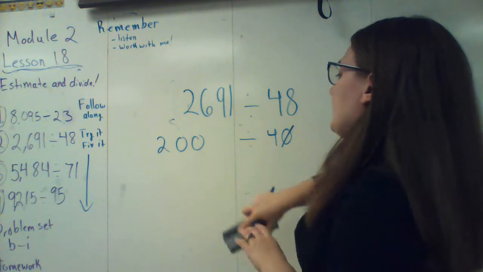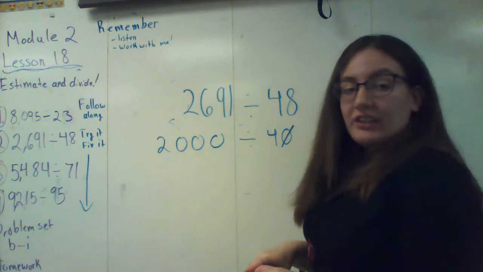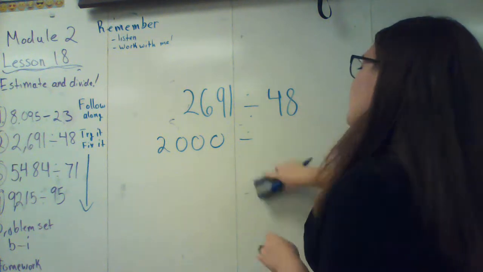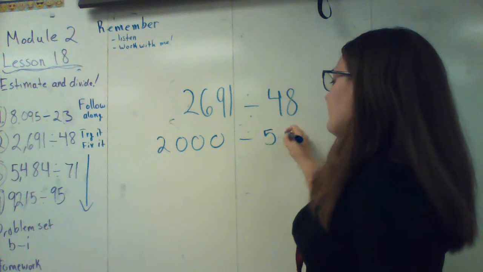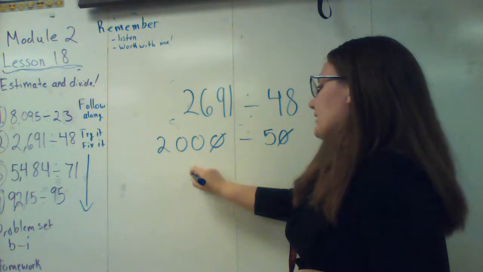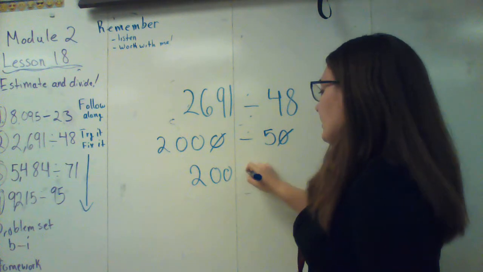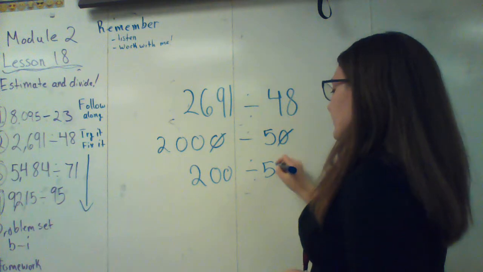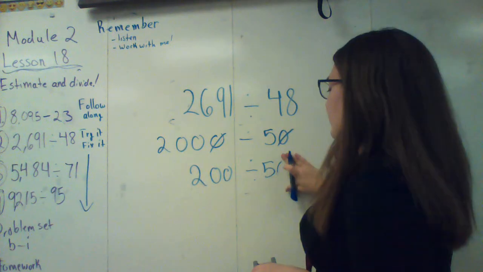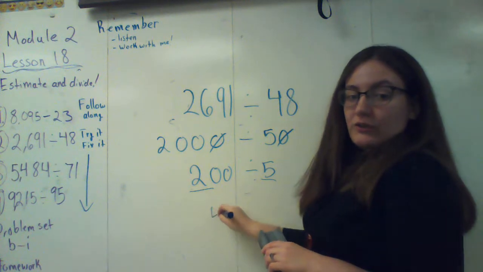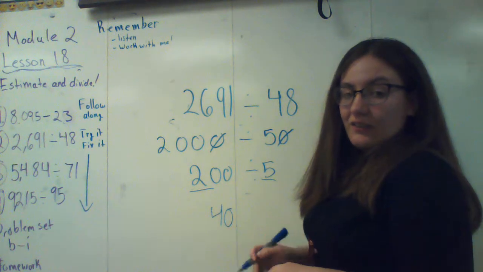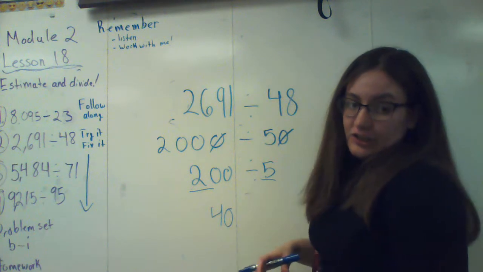Another way I could have done this: maybe I still keep that 2,000, but I'm not going to break the rules with this 48. I'm going to leave it at 50. Cross off my zeros and do 200 divided by 50, and think of that as 20 divided by 5, which is 4, and then I add that 0. So again, it's very close to the answer we just got.